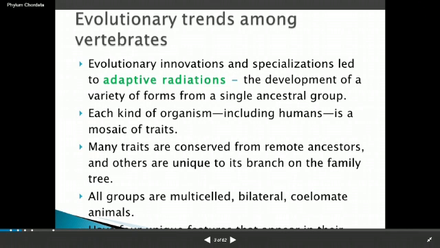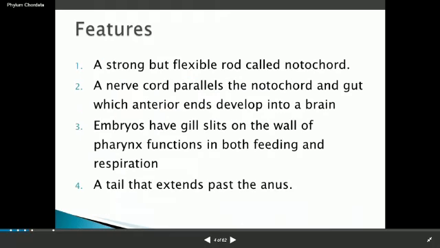Evolutionary trend among the vertebrates. Evolutionary innovations and specialization led to adaptive radiations, the development of a variety of forms from a single ancestral group. Each kind of organism, including human, is a mosaic of traits. Many traits are conserved from remote ancestors, and others are unique to its branch on the family tree. All the groups are multicelled, bilateral, coelomate animals.